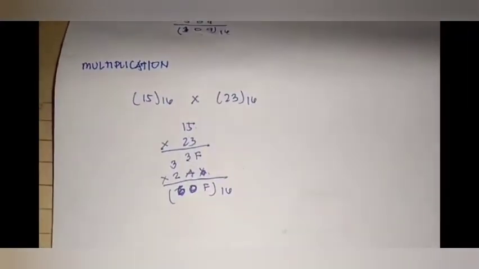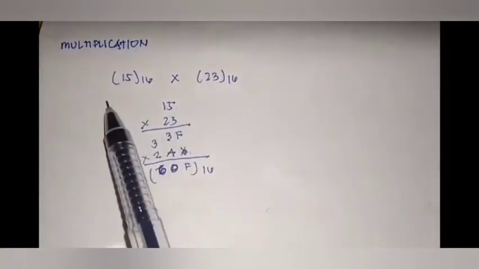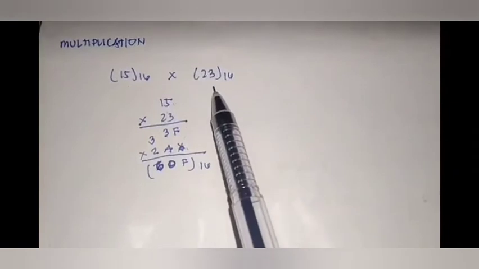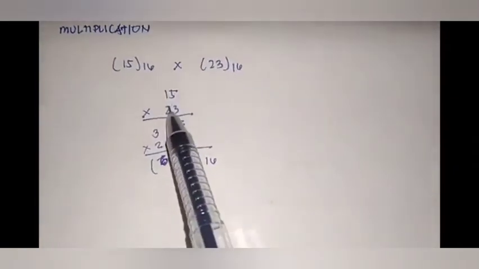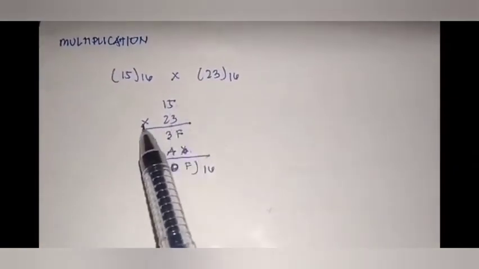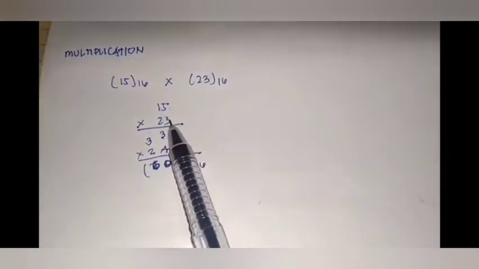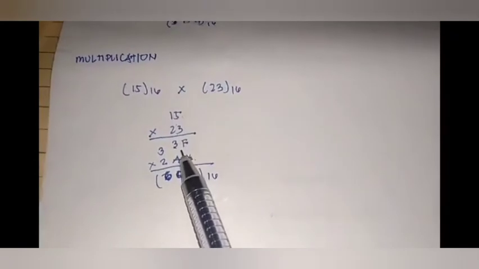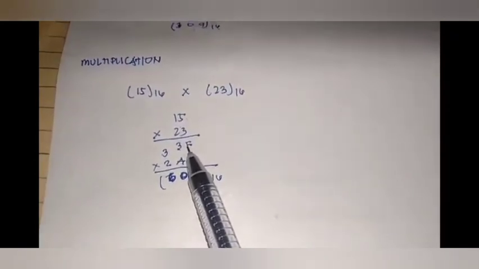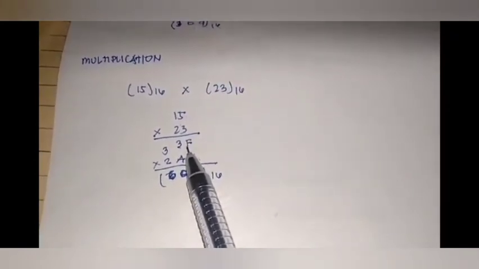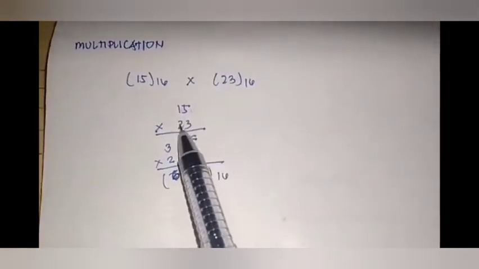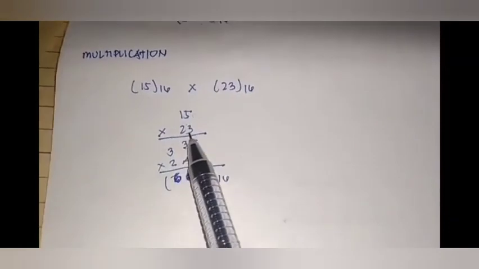So let's move on to multiplication. This is the given example: 15 base 16 times 23 base 16. So let's solve this. 3 times 5 is equal to 15. We put F here because 15 corresponds to F. Then 3 times 1 is equal to 3.